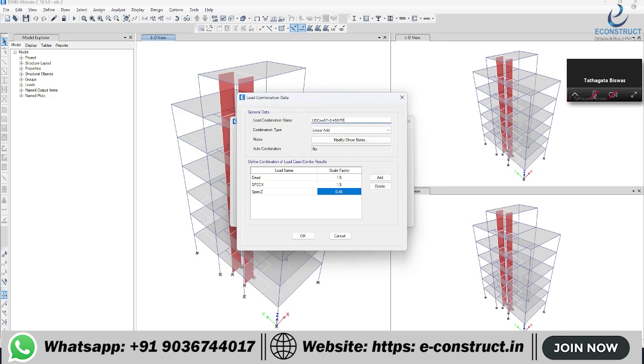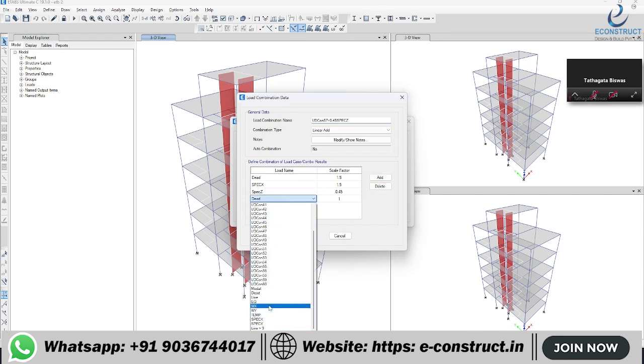Like that everywhere you need to do it, wherever spec X and spec Y is there. If there is any non-orthogonal column, then this is the scenario. If there is a non-orthogonal column, then you need to take spec Y also here.